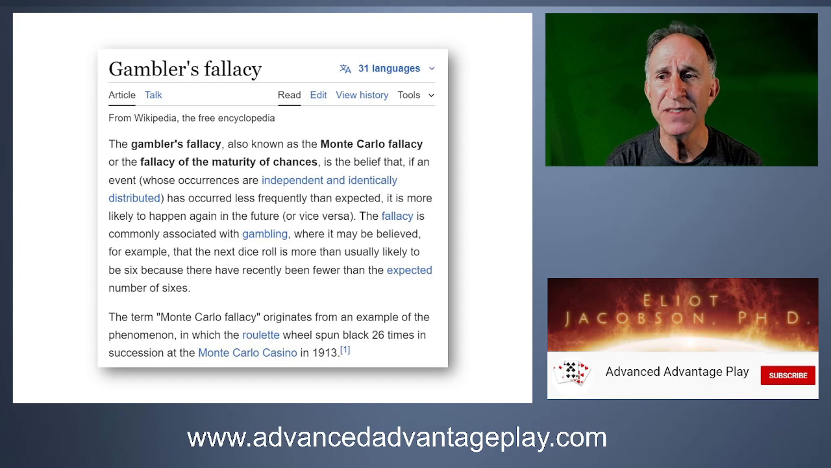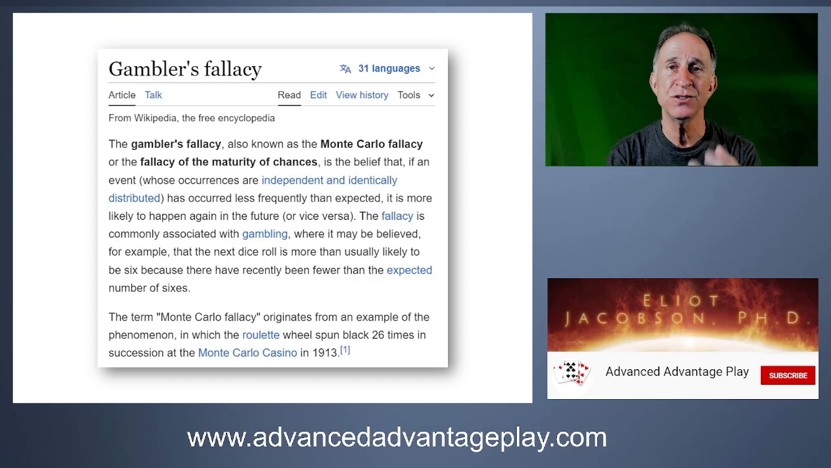First of all, I want to remind you of the gambler's fallacy. The gambler's fallacy, also known as the Monte Carlo fallacy or the fallacy of the maturity of chances, is the belief that if an event whose occurrences are independent and identically distributed has occurred less frequently than expected, like banker hands, then it's more likely to happen in the future. Or vice versa. So if we've had too few player hands, we could expect more player hands in the future. If we had too few ties, then we could expect more ties in the future. If we're playing roulette and we've had too few reds, we should expect more reds in the future.